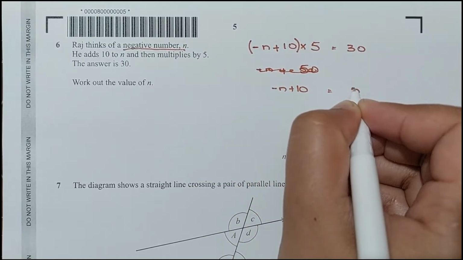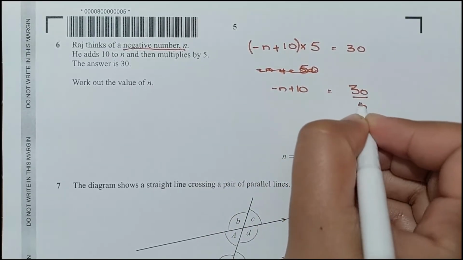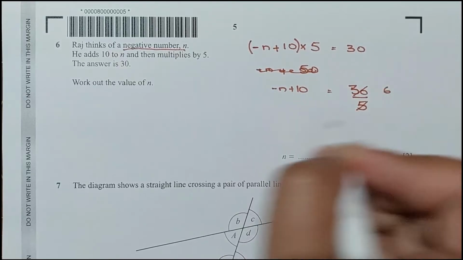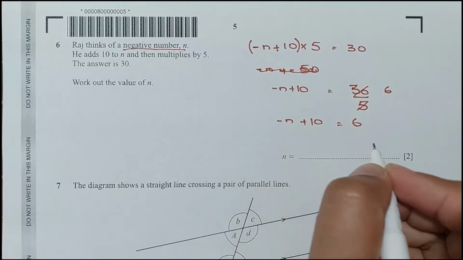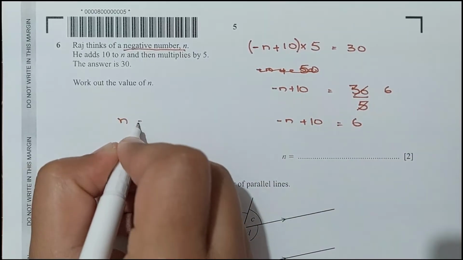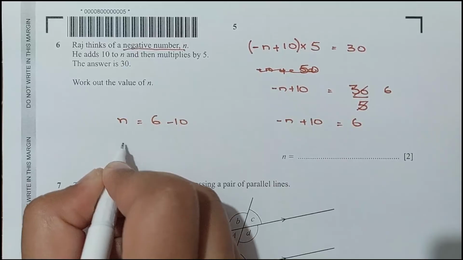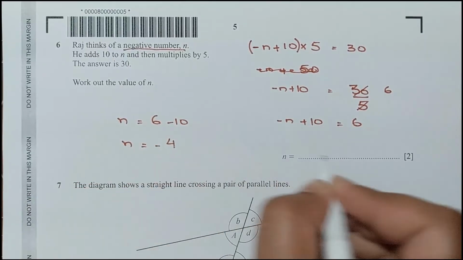This is 30 over 5. 5 times 6 is 30. Minus n plus 10 equals 6. Okay, so that number n would be 6 minus 10. So this n would be equal to negative 4.